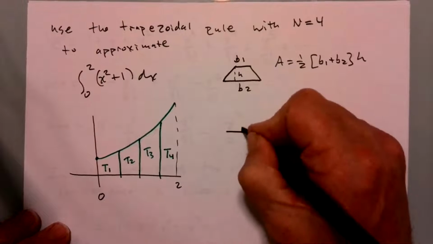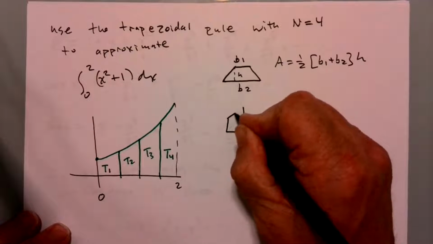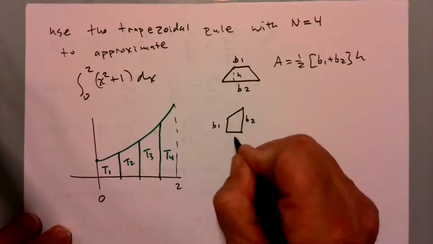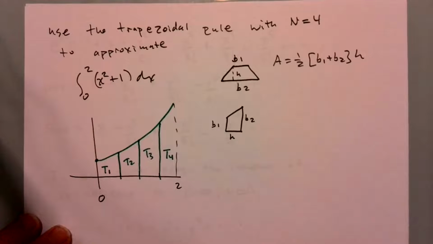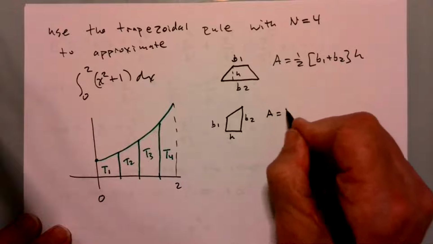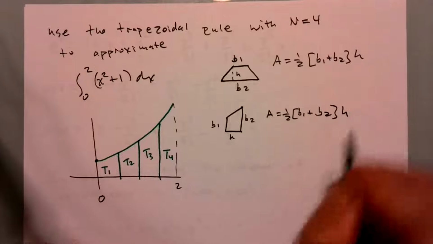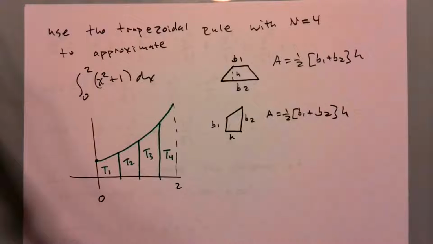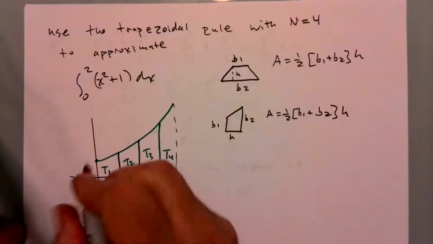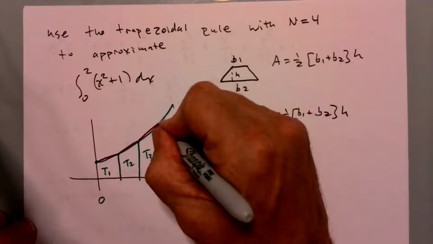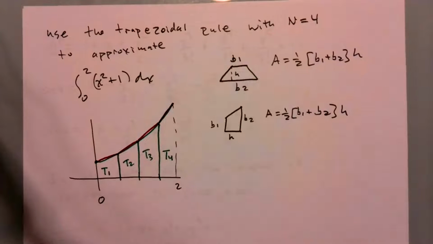trapezoids look like this. So if that's the case, this corresponds to the first base, this corresponds to the second base, and this corresponds to the height. And the area is still 1/2 base 1 plus base 2 times the height. Now, these things are not trapezoids as they're drawn now, but I can make them trapezoids by drawing a straight line from point to point. Straight line, here to here, straight line, there to there, straight line, there to there, straight line, there to there. So, I mean, you can see it's a pretty good approximation.